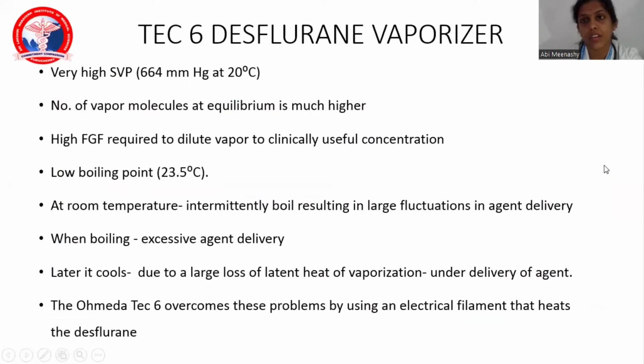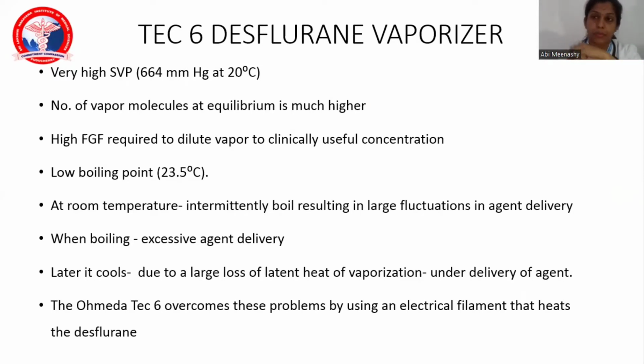Okay. Why does desflurane need a very separate vaporizer that is not like our usual isoflurane, sevoflurane vaporizer? It has a very high saturated vapor pressure. What is saturated vapor pressure? Pressure at which 50% is liquid, 50% is vapor. It is 664 millimeter of mercury at 20 centigrade. So what is 20 centigrade? It is below our room temperature. The number of vapor molecules at equilibrium will be much higher at room temperature. So there are a lot of vapor molecules.